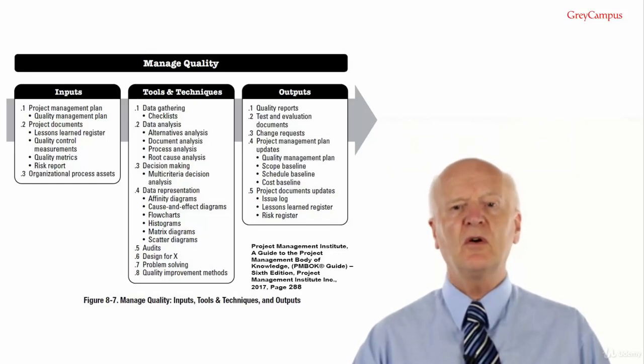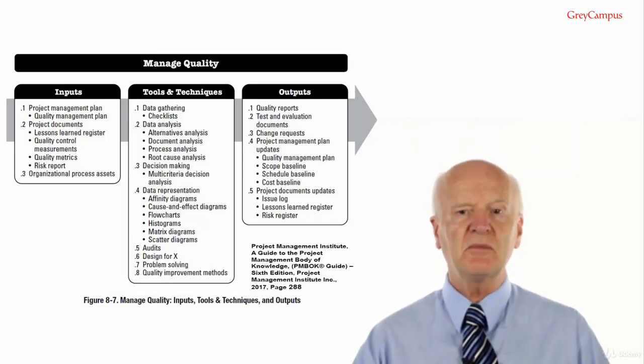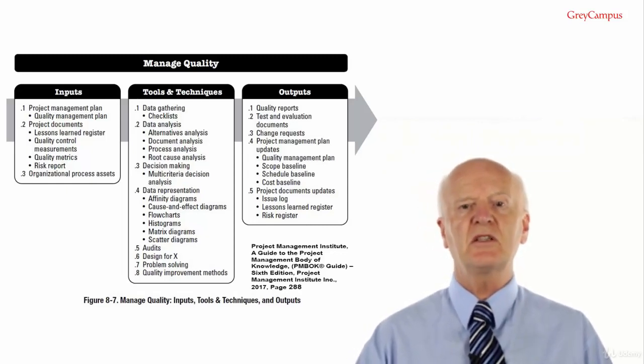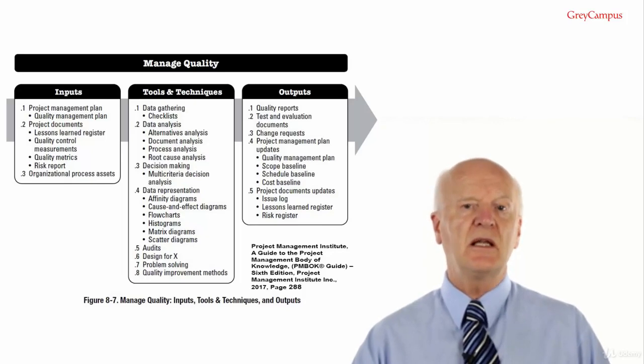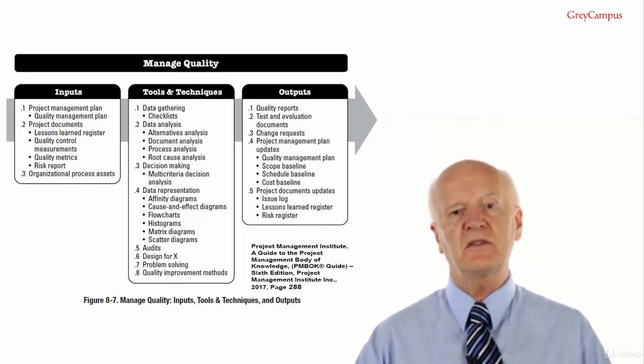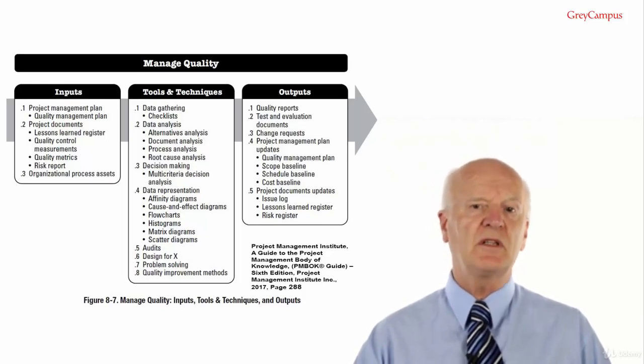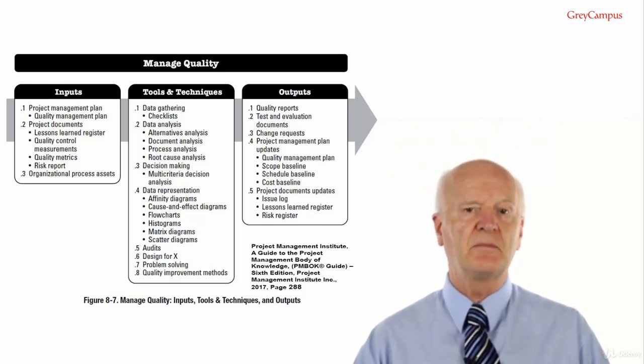These would include the organisational quality management system that includes policies, procedures and guidelines, quality templates such as check sheets, traceability matrix, test plans, test documents and others, results from previous audits and lessons learned repository with information from similar projects.